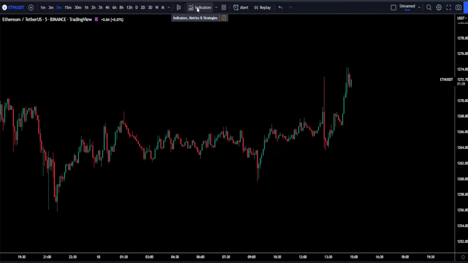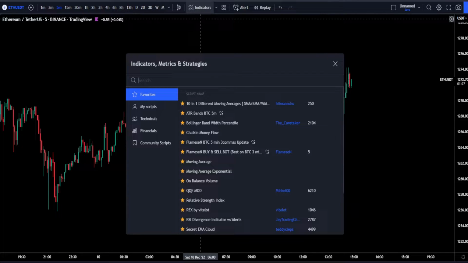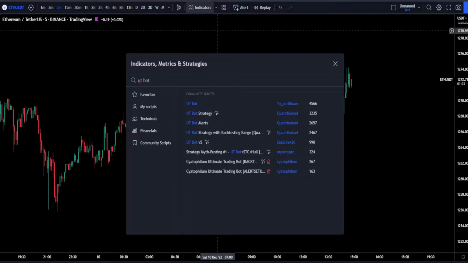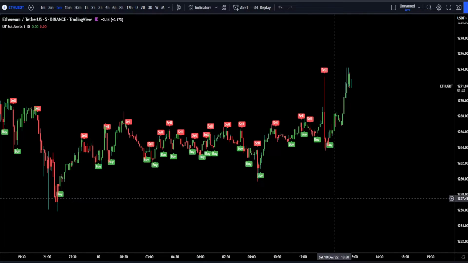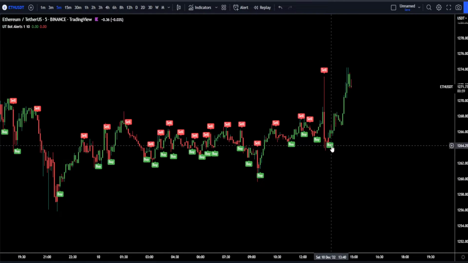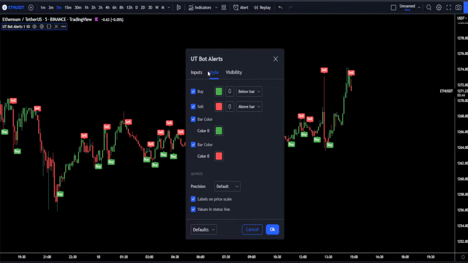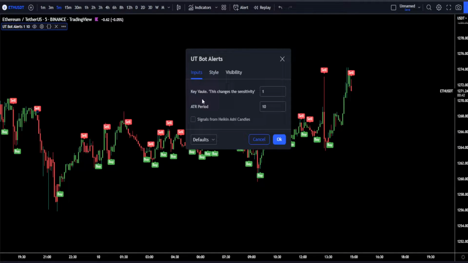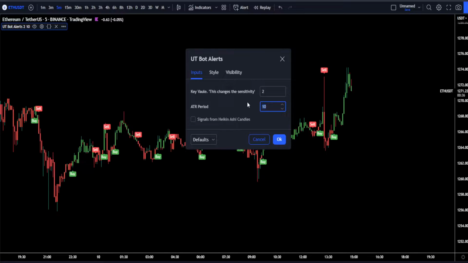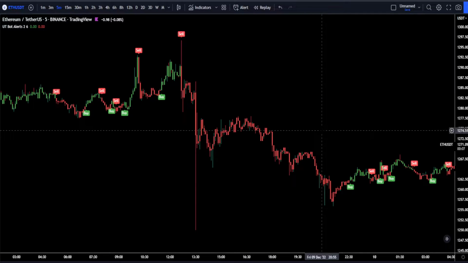So navigate up to your indicators tab, and the first indicator we will be searching for is UT bot alerts, which is this one here. Obviously we need to change its settings, so come over to it and double click on it. So let's move over to our input section, and we'll be changing our key value to 2 and our ATR period to 6.